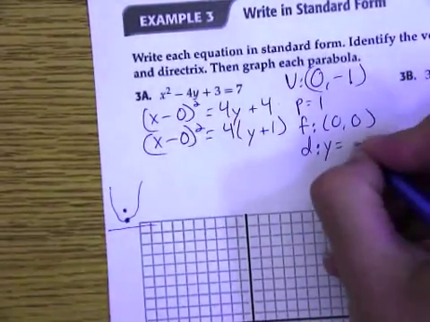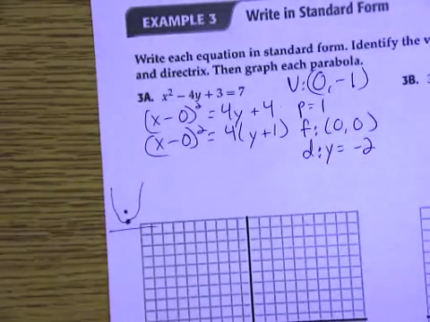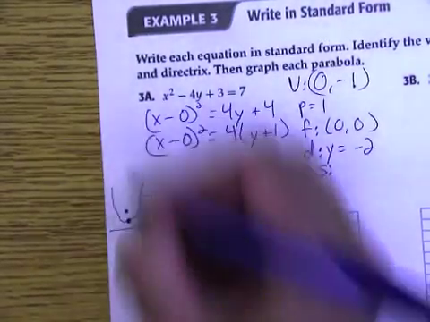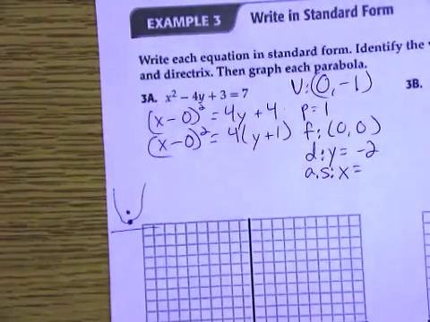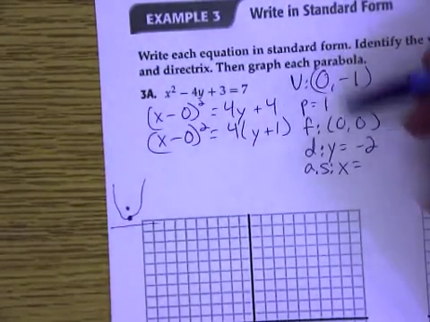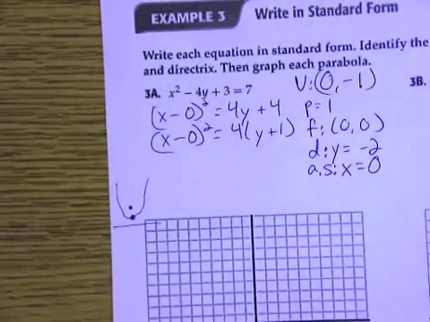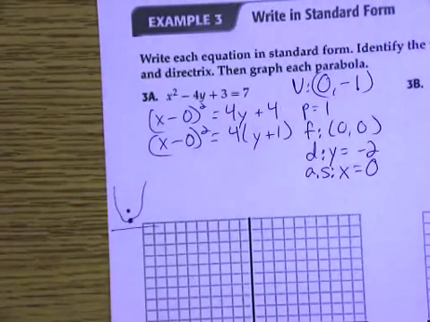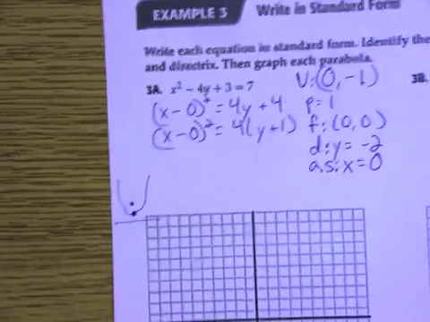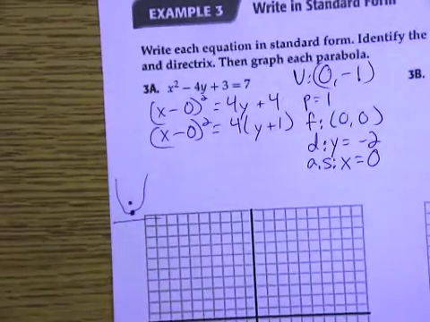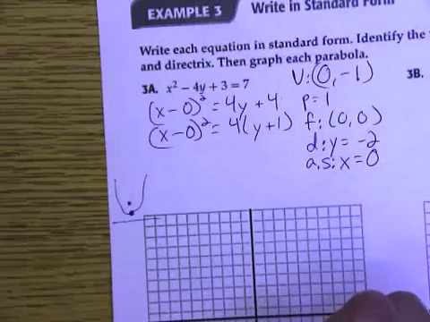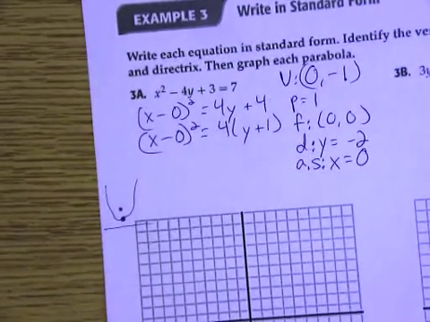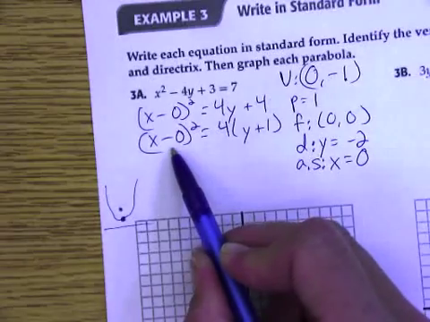is 0, 0. My directrix is going to be a horizontal line 1 space below my vertex. So 1 space below that is negative 2. This is a horizontal line, so it has the equation y equals negative 2. The axis of symmetry is a vertical line, so it has the equation x equals, notice these x coordinates that are the same, so that's 0.